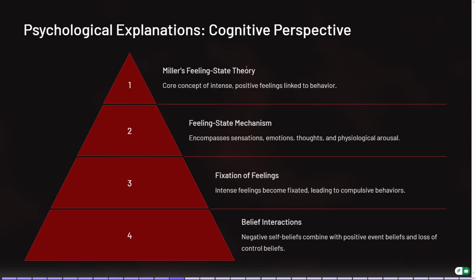Now, the cognitive perspective. According to Miller, he explained the concept of feeling state theory, which explains the core concept of intense positive feeling being linked to a particular behavior. So this is more like classical conditioning, when you attach a feeling and a behavior together.